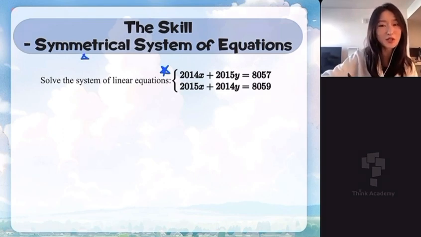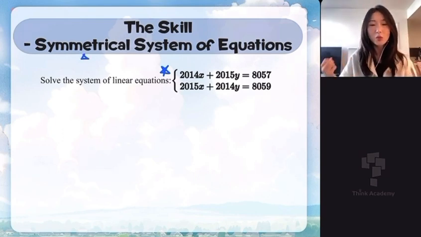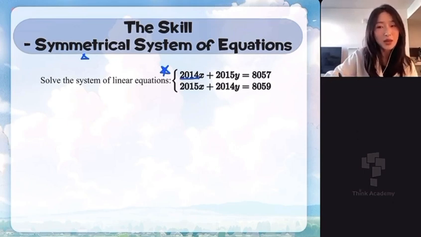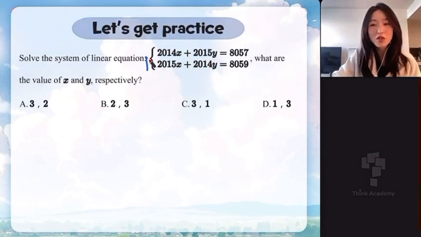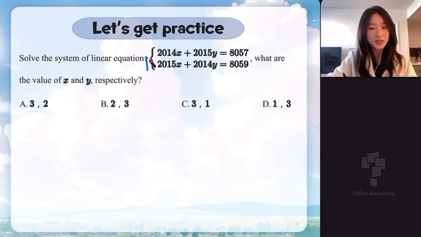And the second thing is already told by the title of the page. We are working with a symmetrical system of equations. By that, we mean that we have the same coefficients, but just for different variables. And similarly, same coefficients, different variables. All right, now let's move on to solving this. So what are the values of x and y respectively?